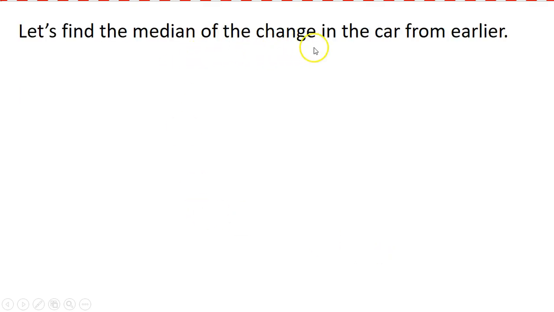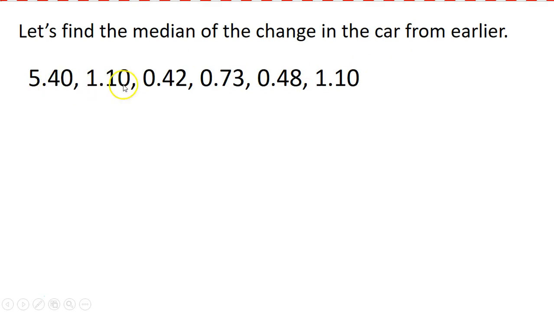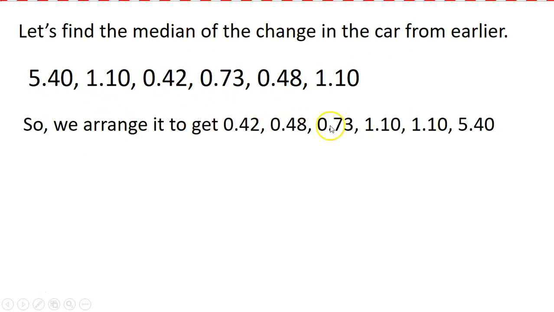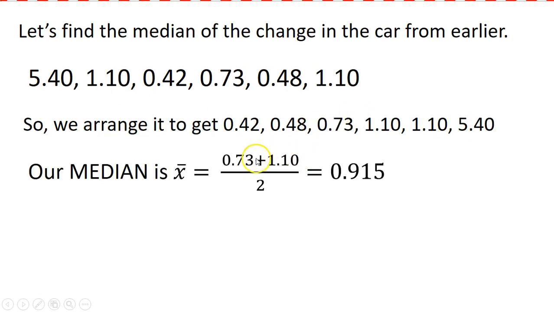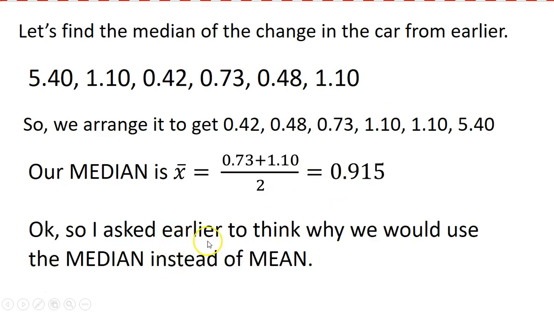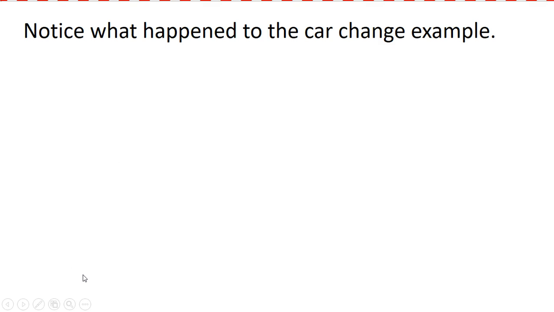So let's find the median of the change in the colors from earlier, or the change here. If I arrange the change in order from low to high, there we go, 1, 2, 3, 1, 2, 3. I got to find it right in the middle. And when I find it right in the middle and add it up and divide by 2, I get about 92 cents. So I asked earlier for you to think why we would use the median instead of mean.